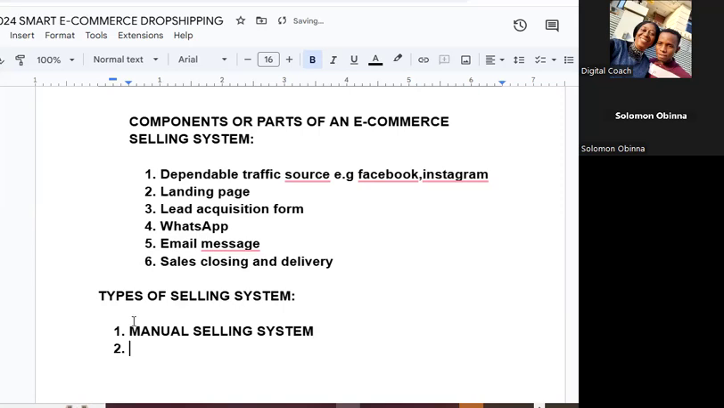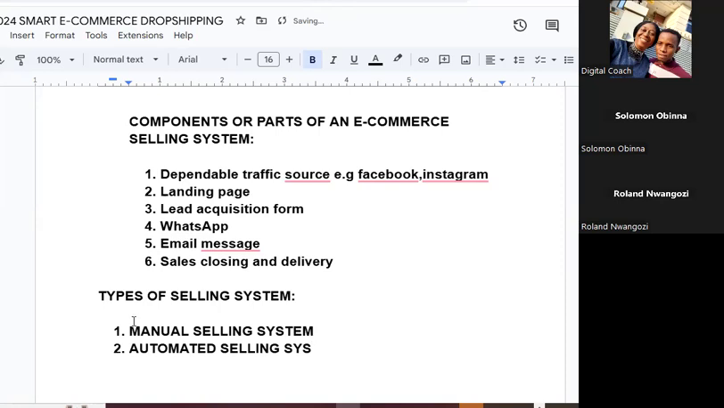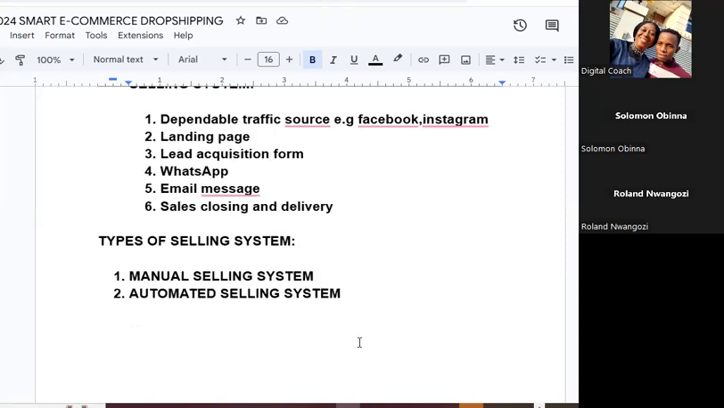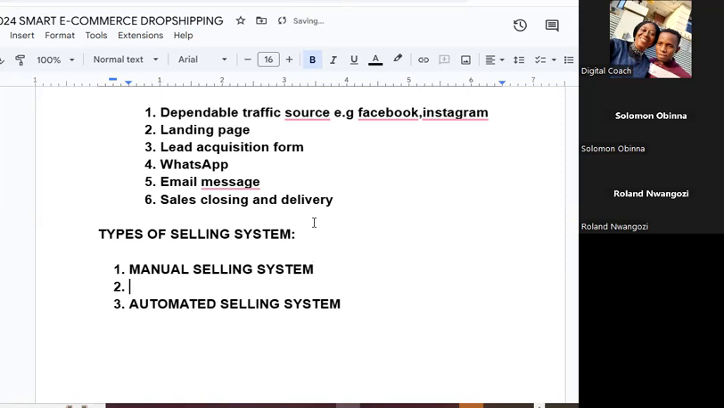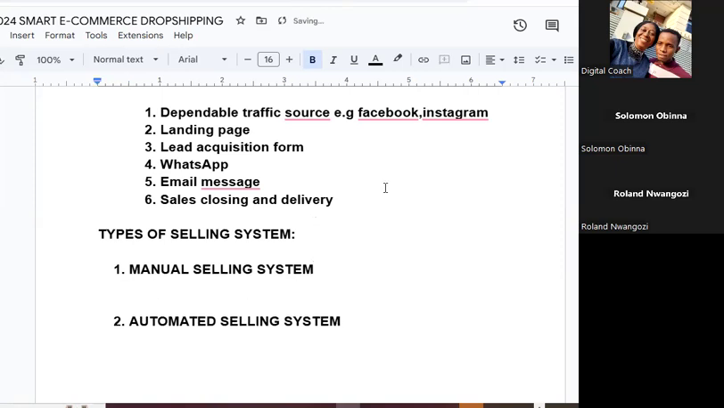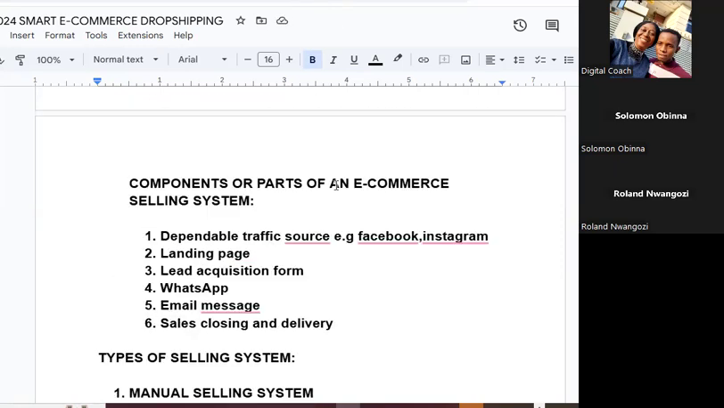And then we have the automated selling system. Automated selling system. Now, the manual selling system, let's look at the manual selling system. Let's take a look at the components, or the parts, of an e-commerce selling system.